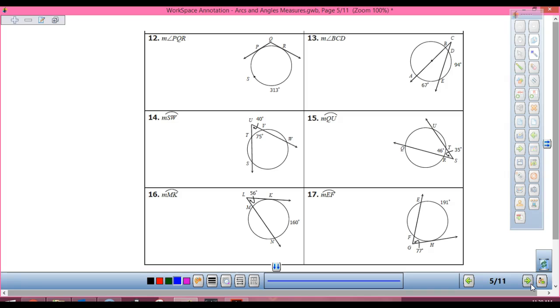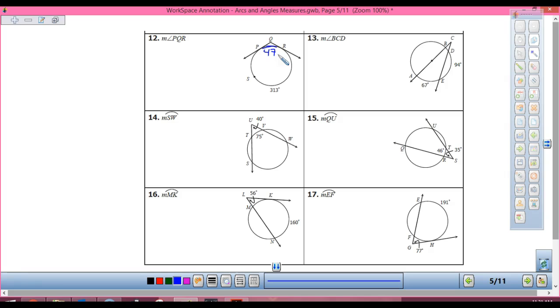All right, number 12. If this is 313, what's this? How are you going to find that? Yeah, 360 minus 313 gives me 49. Okay, I'm not going to make us go through and do that whole thing. We do need to look at a couple of these.